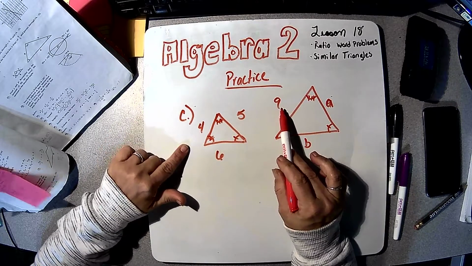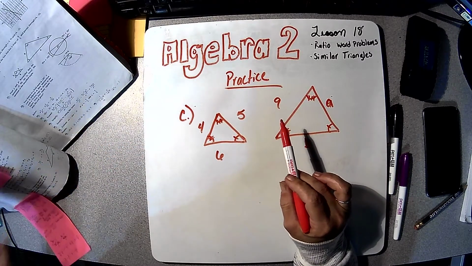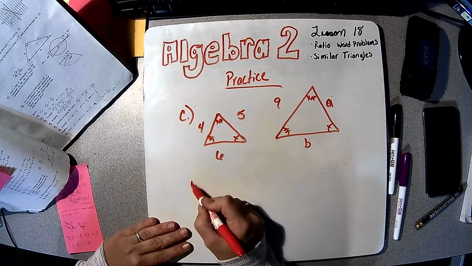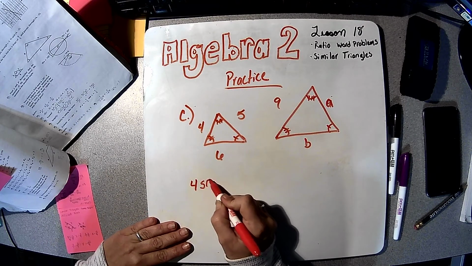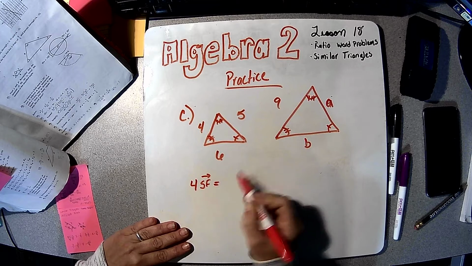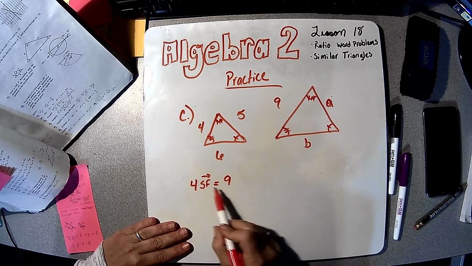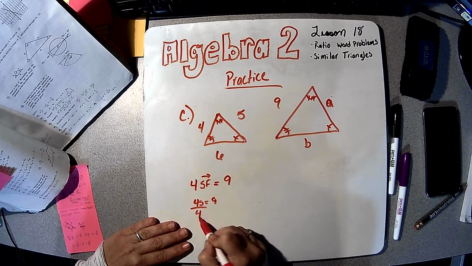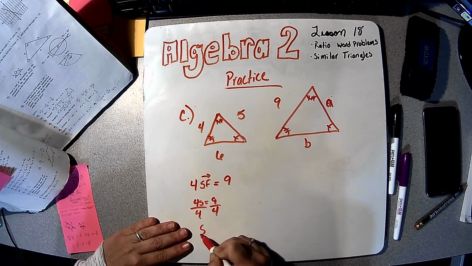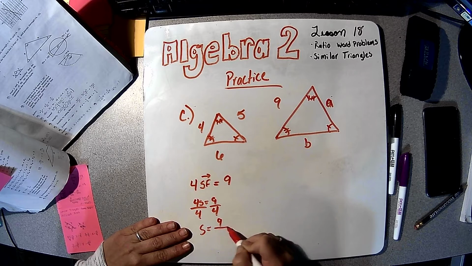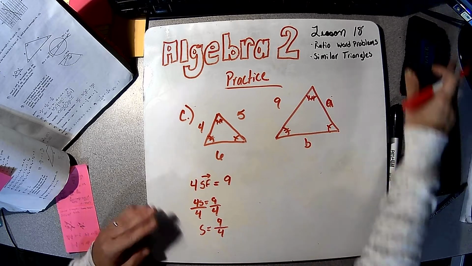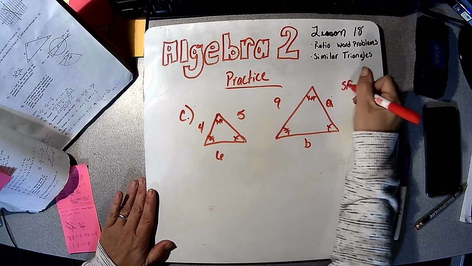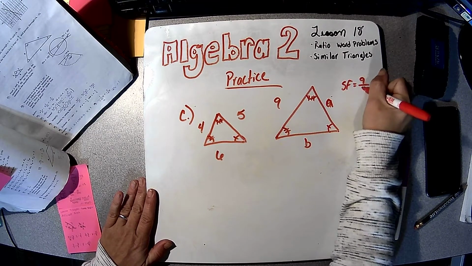So 9 goes to 4. So first thing we're going to do is find the scale factor. So 4 times the scale factor is going to be equal to 9. I like to shorten that down to 4s equals 9. And then I'm going to divide by 4. And I'm going to say s equals 9 over 4. So there's my scale factor, is 9 over 4. I'm going to write that up here. Scale factor equals 9 over 4.